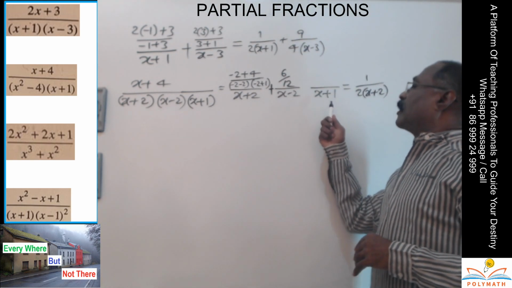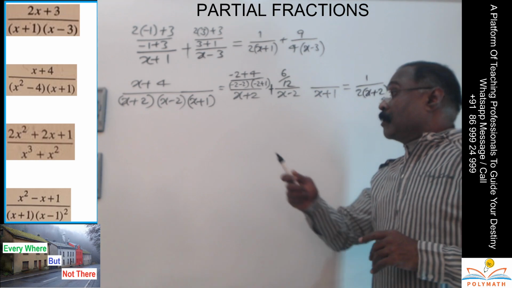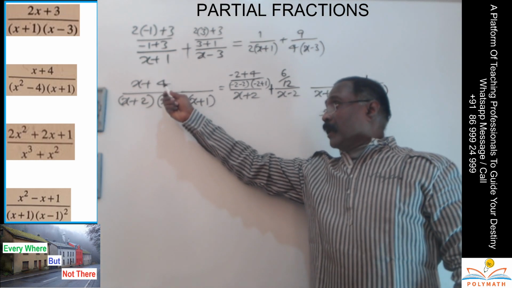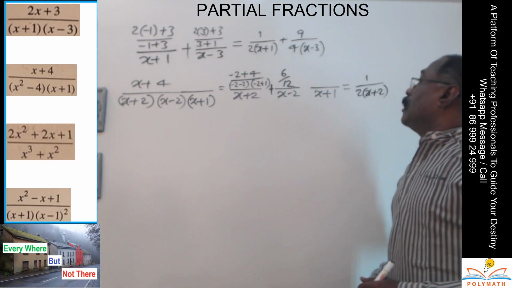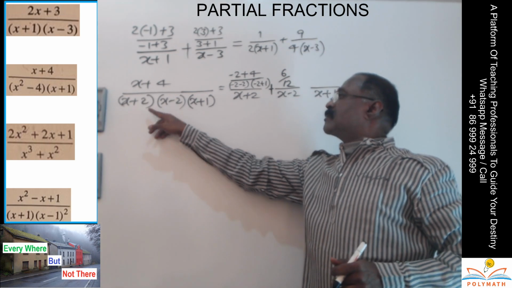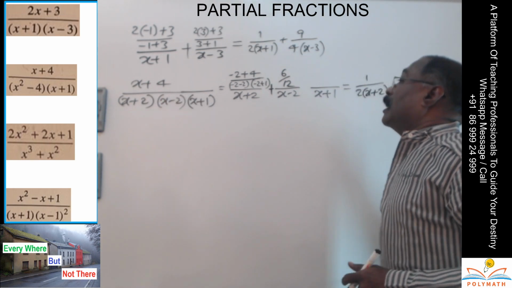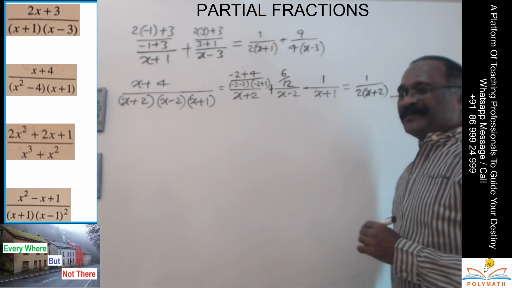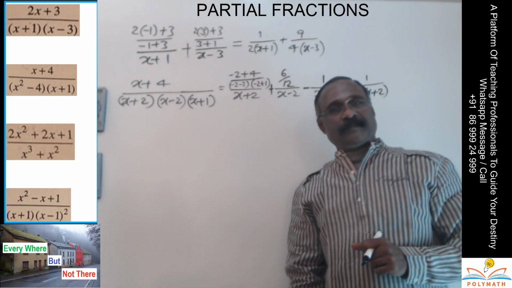Similarly, x plus 1 equal to 0. Put x equal to minus 1 everywhere but not there. It is 3 by 1 into minus 1 minus 3, minus 1 minus 2, minus 3. 1 into minus 3 is minus 3. And it is 3 by minus 3. It is minus 1. You got it?